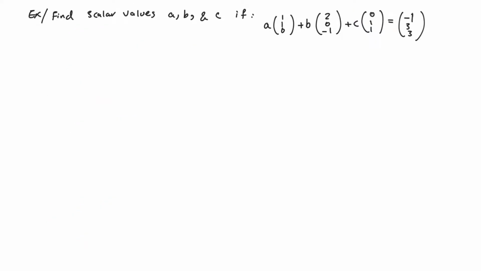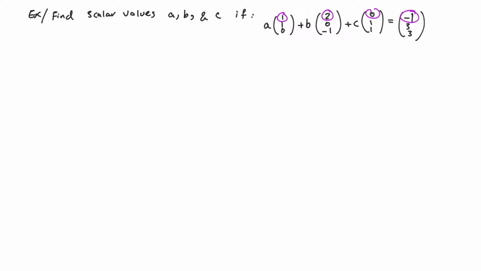Now, for our last example, we are given an equation, and we're not given the scalar values a, b, and c, and that's what we're asked for. So we're asked that if scalar value a multiplied by vector 1, 1, 0 plus scalar value b multiplied by vector 2, 0, negative 1 plus scalar value c multiplied by vector 0, 1, 1, so all of those added together equal negative 1, 3, 3, then what are the scalar values a, b, and c?